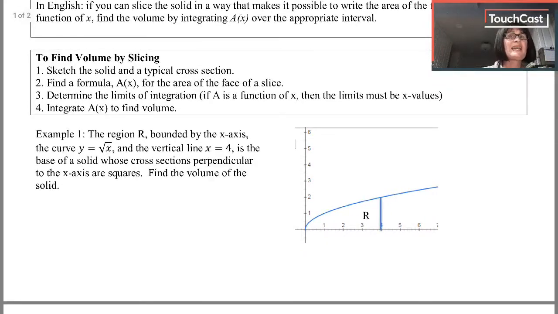If you want that broken up into steps, these are the steps I use. See if you can sketch the solid and what one slice looks like. See if you can find a formula for the area of the slice. That's going to be some function that you remember from geometry. It's not usually a complicated one.